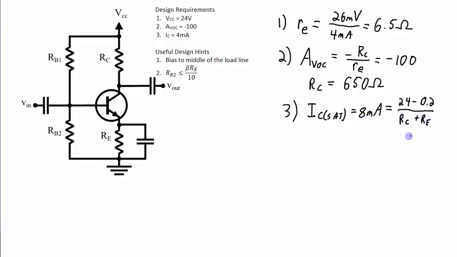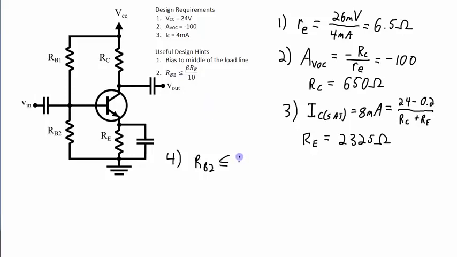Well, I've just figured out what my RC value is, so the only thing I don't know in this equation is my RE value. So I can rearrange that equation to determine that RE is equal to 2,325 ohms. Now step number 4, I can figure out the upper limit for my RB2. RB2 has to be less than or equal to beta RE over 10. So again, this is a 3904 transistor. Let's assume that it has a beta value that ranges. So for this inequality, we'll have to assume that our beta is going to be the smallest possible.